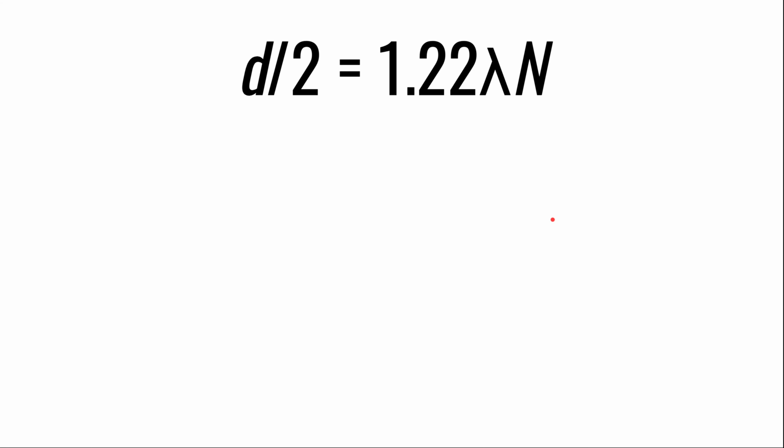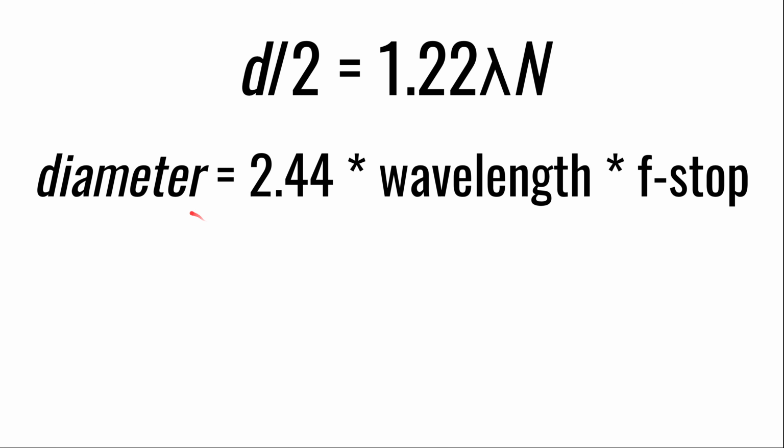So let's take this formula for the size of an Airy disk and convert it into terms that a photographer can understand. The diameter of the Airy disk is equal to 2.44. We're taking the division by 2 and multiplying both sides to cancel it out on one side and double the value on the other, multiplied by wavelength, multiplied by f-stop.